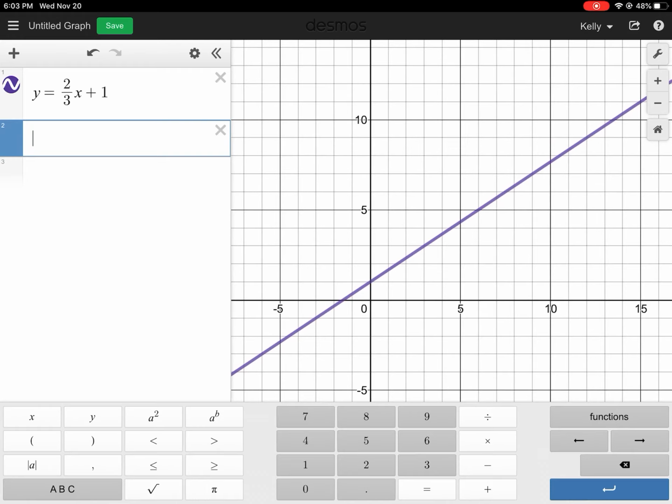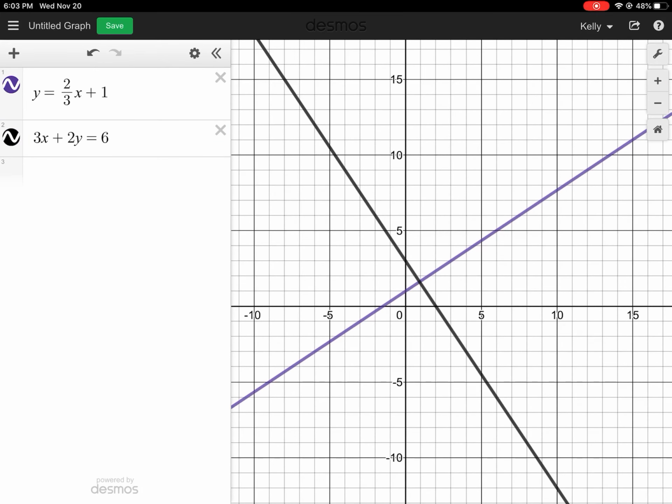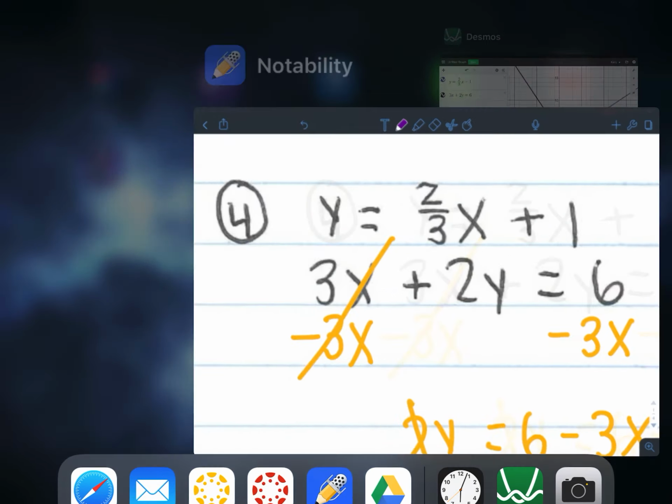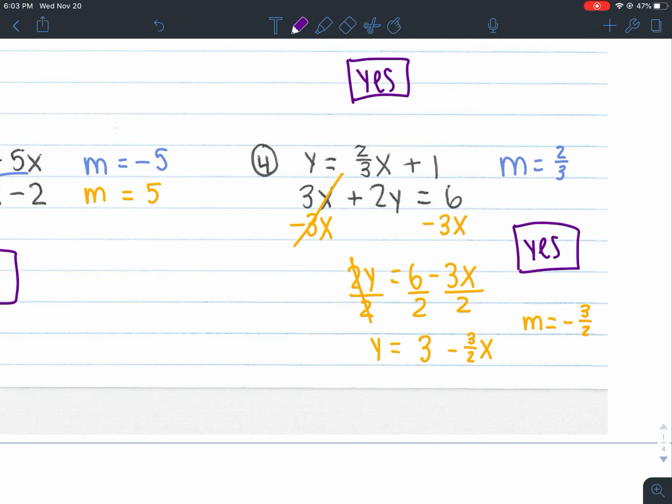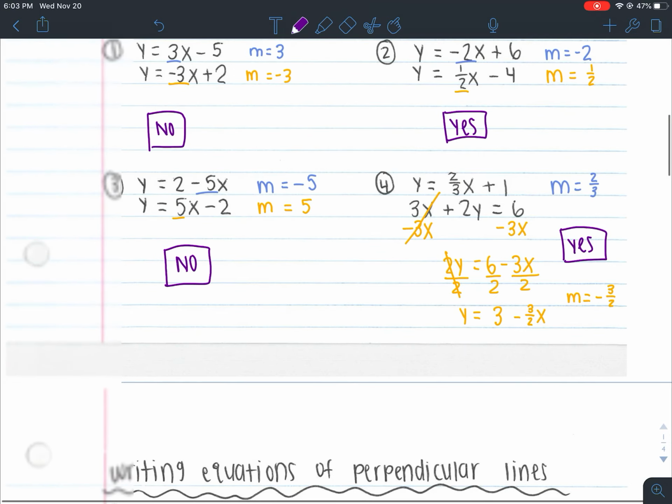Okay, so I've graphed that. The other equation was 3x plus 2y equals 6. These cross at a 90-degree angle. They're perpendicular to each other. They have opposite reciprocal slopes. So again, opposite means different signs. Reciprocal means you flip the fraction.